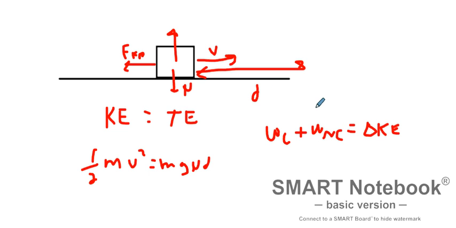So in this case, our work non-conservative is thermal energy, and there's no work conservative. There's no force applied in this situation. So we know that this is negative, therefore kinetic energy is going to be negative. Okay, so that's just another way of looking at it with the work kinetic energy theorem.